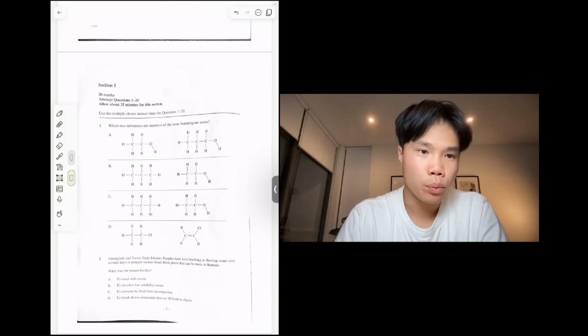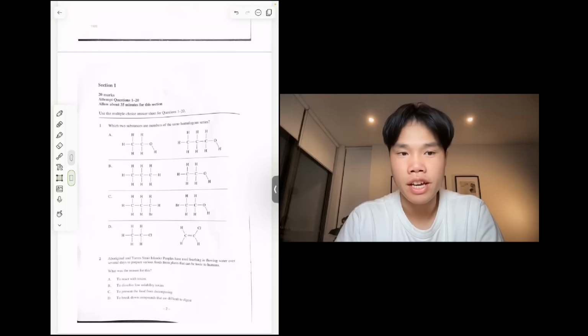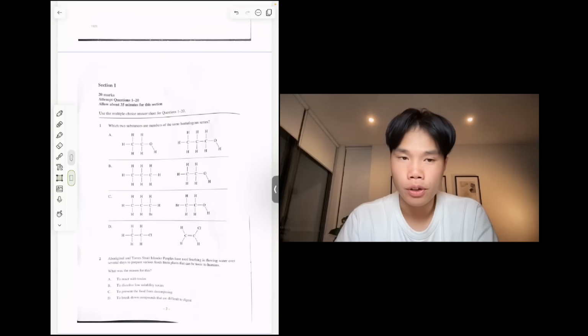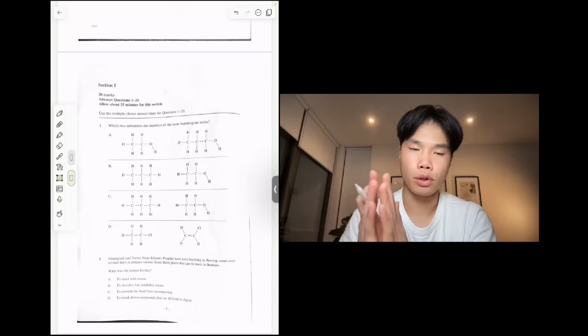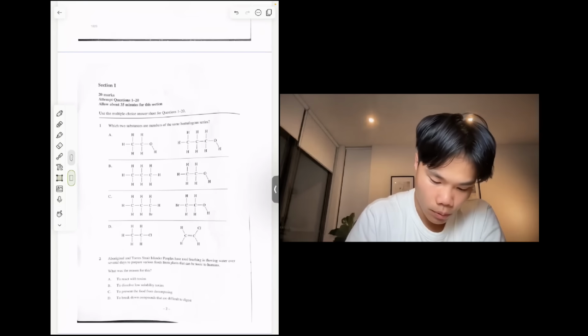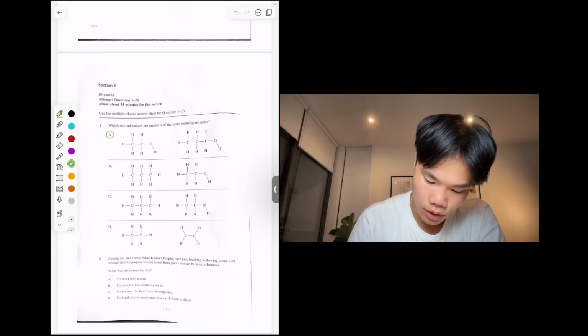So question one, which two substances are members of the same homologous series? Of the options, when you're looking for a homologous series, it means the molecules differ by only CH2s being added on the chain, and the position of any functional groups or substituents are exactly the same. So looking at the options, A does make good sense because there is a hydroxyl on the first carbon in both of them, and they differ by the addition of this CH2 in the middle.